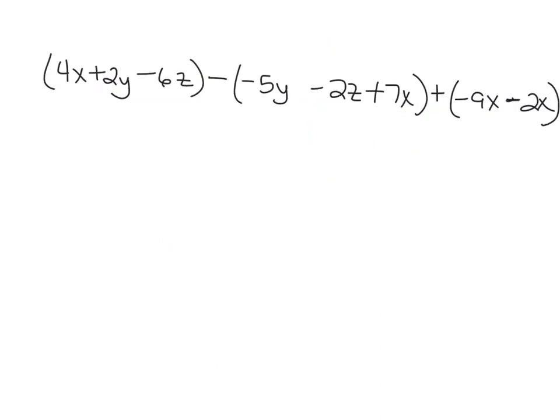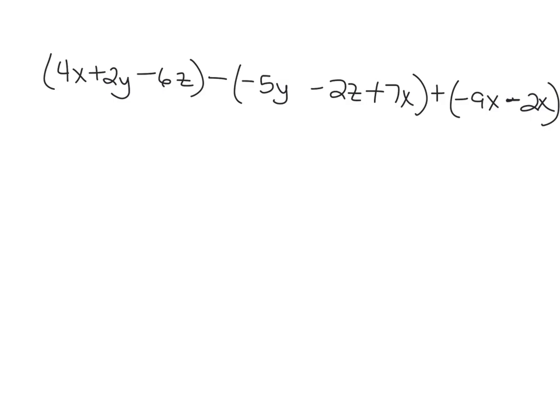Okay, last one for our notes today. So this one doesn't have two parentheses that we're adding or subtracting. It has three. So you just got to be careful because if you notice, it's the minus in the first one and then there's a plus. Now, some people would say, well, I'll take the first parentheses, 4x plus 2y minus 6z, and then I'll minus the second parentheses, negative 5y minus 2z plus 7x, get that answer, and then add the last parentheses. You can do that if you want. Me, I just do the whole problem at once.